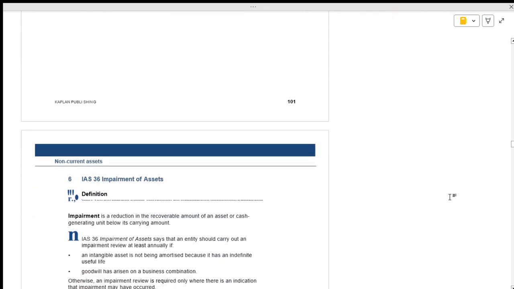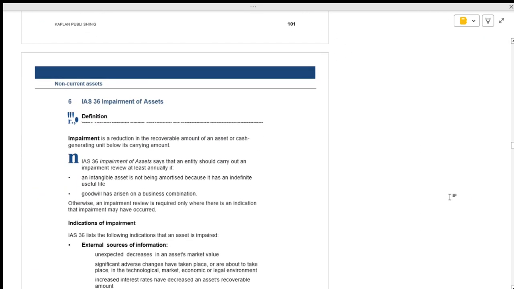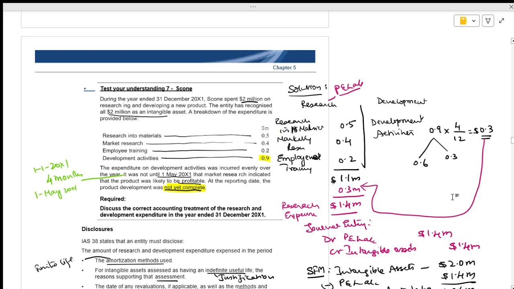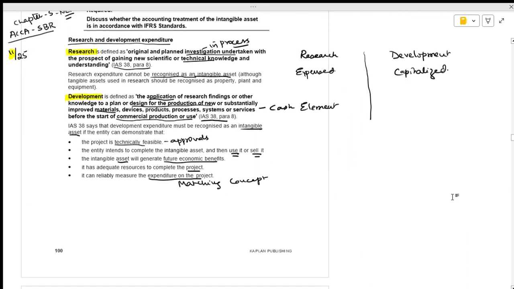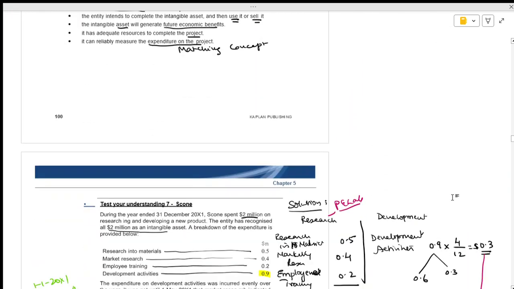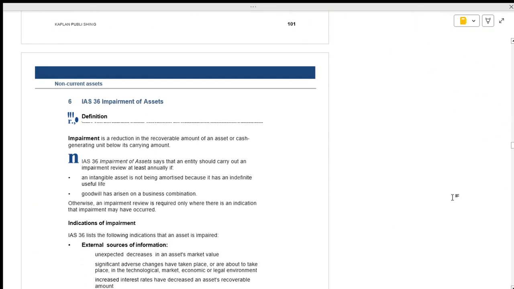Fine. That's one of the things. Next, this is with respect to what? This is with respect to the research and development. Coming back to the next one, another accounting standard: impairment.